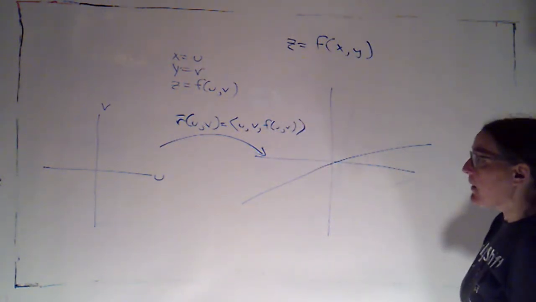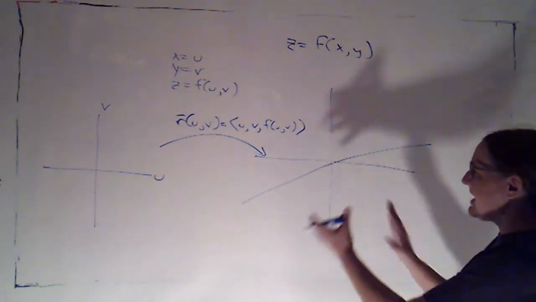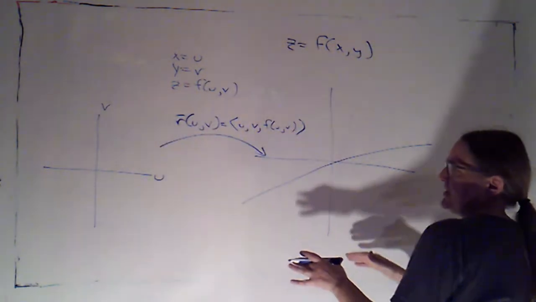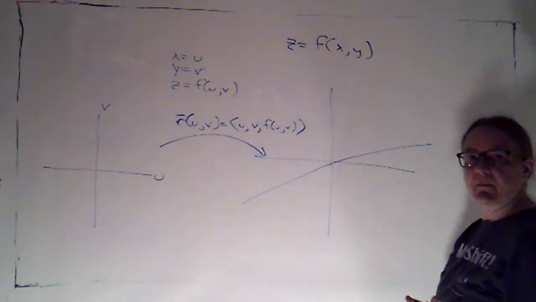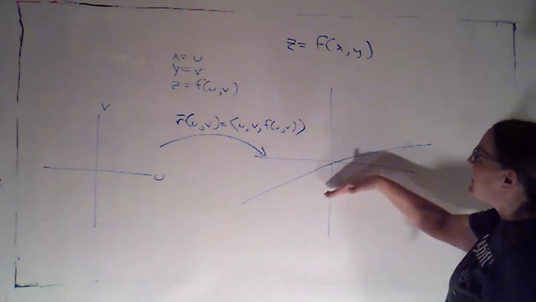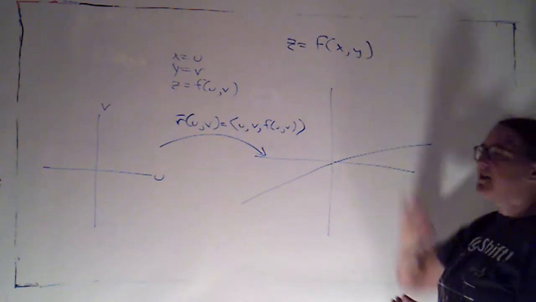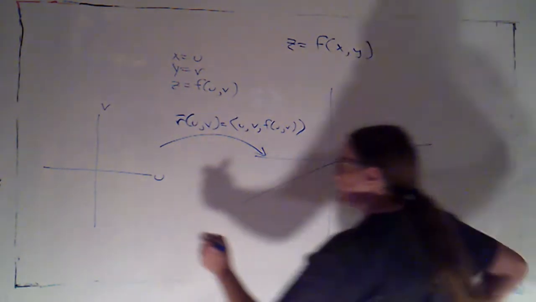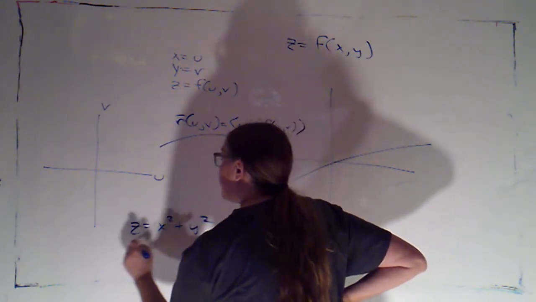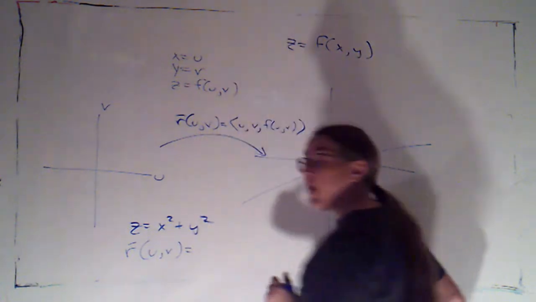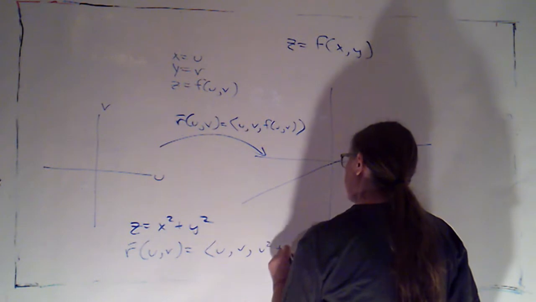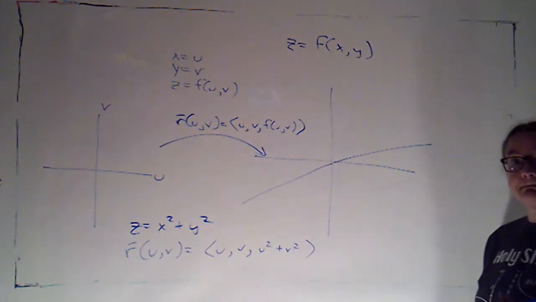Now what's kind of neat about that is that then I can see a geometric connection. Because if I just took this uv plane and I moved it into 3-space, aligning the positive u-axis with the positive x-axis, and the positive v-axis with the positive y-axis, I'd basically just be attaching a height to various points. So as an example, if I have z equals x squared plus y squared, I can parameterize that as r of u, v equals u, v, u squared plus v squared.